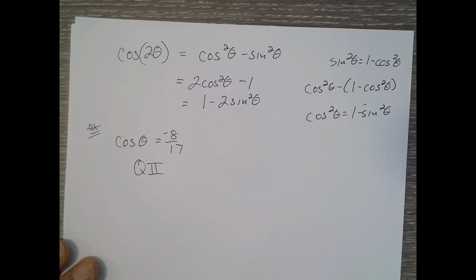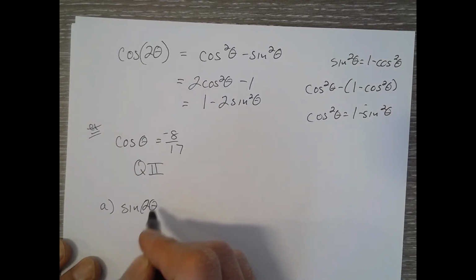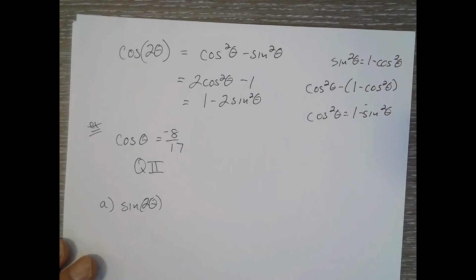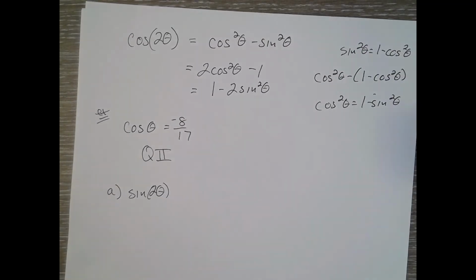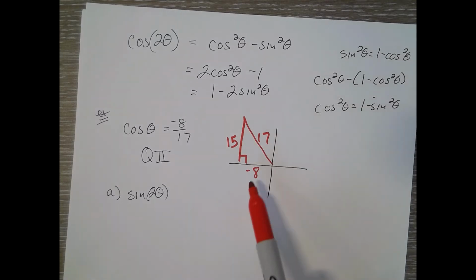So I want you to find 3 things. I want you to find sine of 2 theta to start with. So take a second and draw your triangle. Label the 3 sides. Do that first. I'm going to pause it. All right, so we have our triangle drawn, quadrant 2. We have 3 sides using Pythagorean theorem. Find the third side, which is 15. This one's negative. It's going to the left.